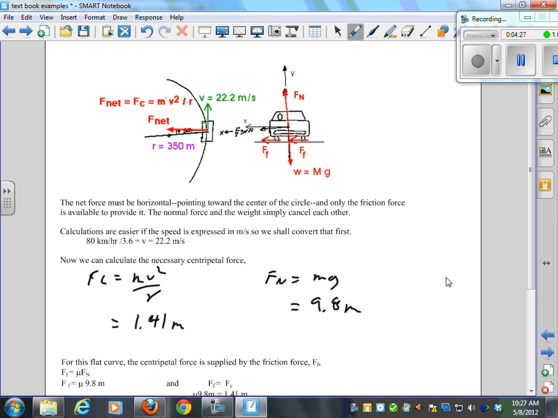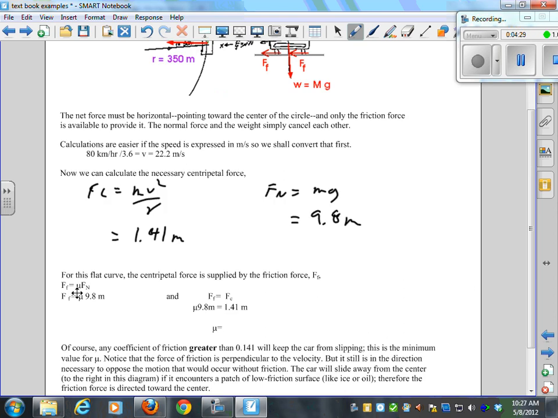Right? So we're going to combine them together. For this flat curve, the centripetal force is supplied by the friction force, Ff. Ff is equal to mu Fn, or mu 9.8 m. My centripetal force is equal to my friction force, so I make these two equal to each other. Mu 9.8 m is equal to 1.41 m, and guess what happens? The mass of the car cancels out, and you get a mu value of 0.141.